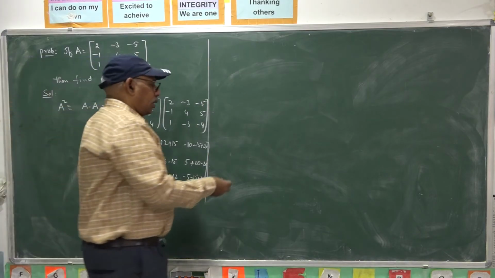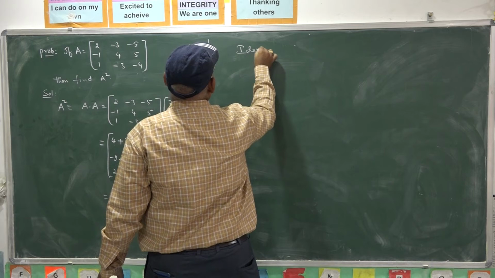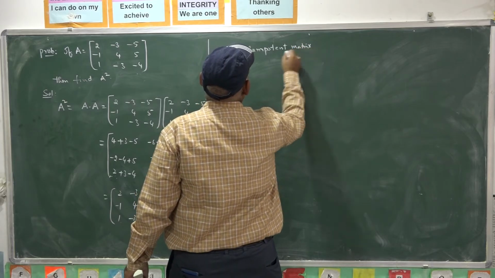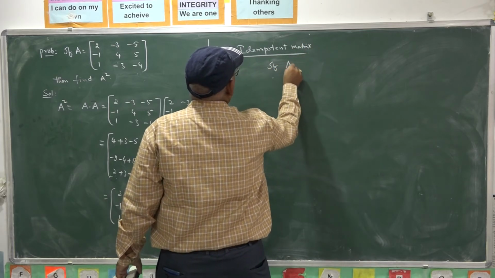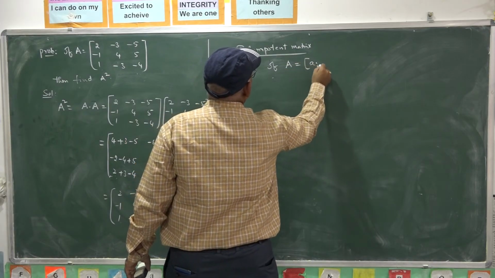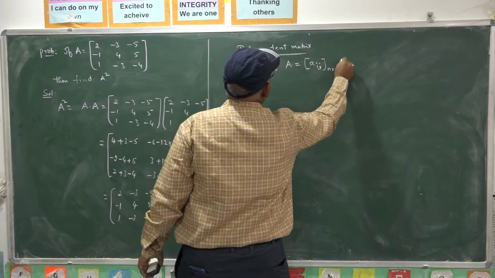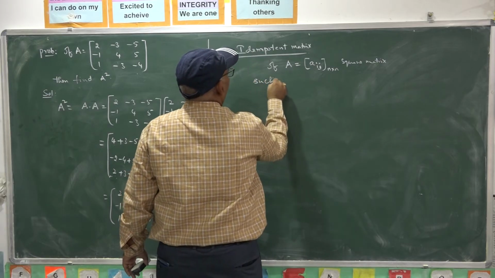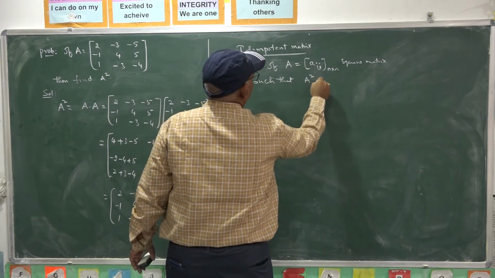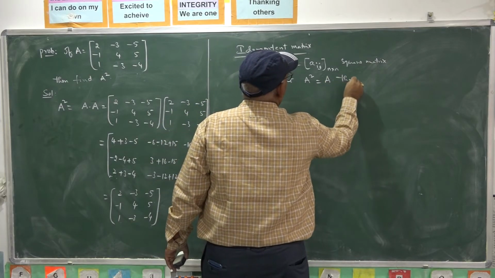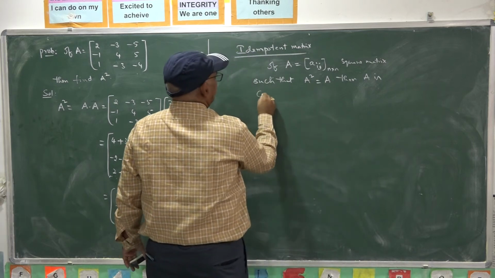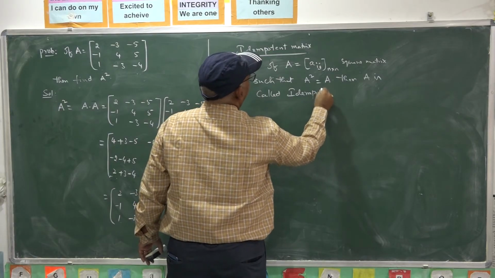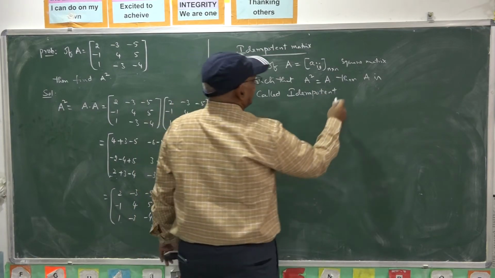That is idempotent matrix. If A is Aij of n by n square matrix such that A square equal to A, then A is called idempotent matrix.